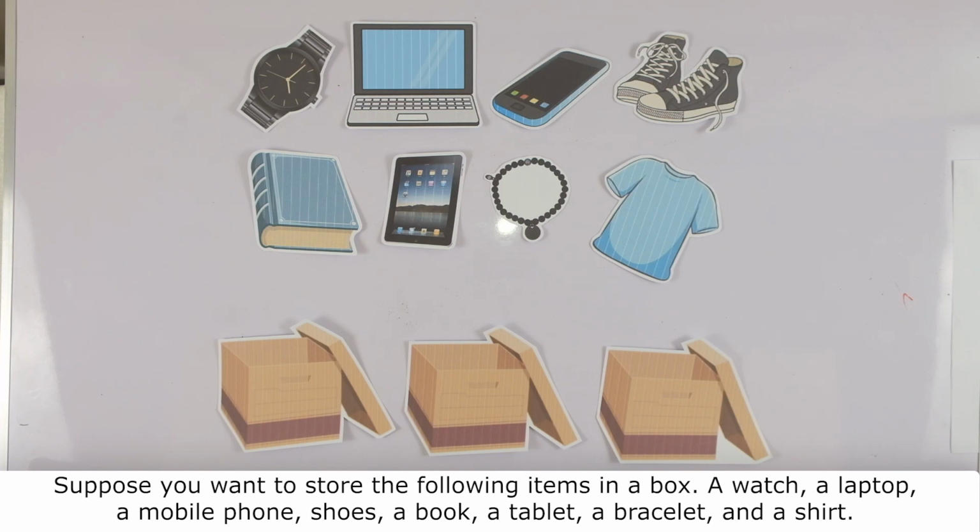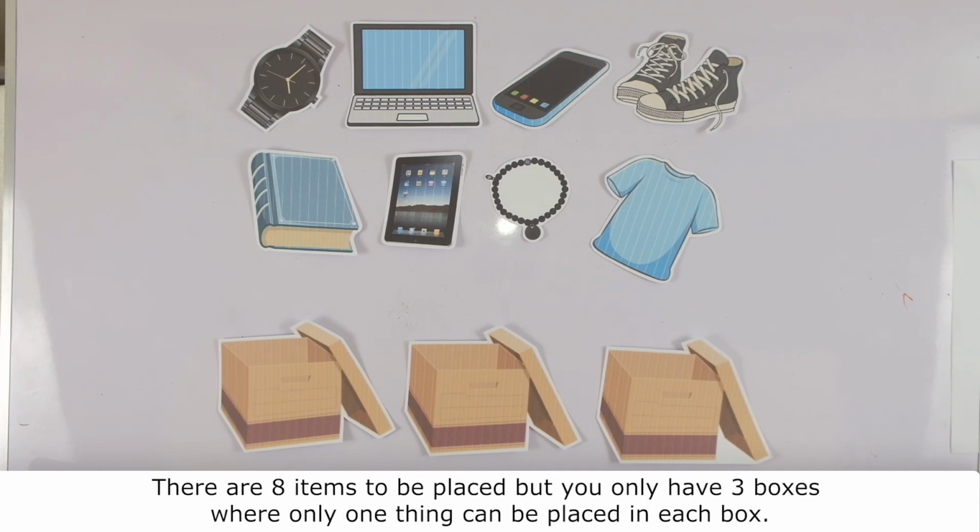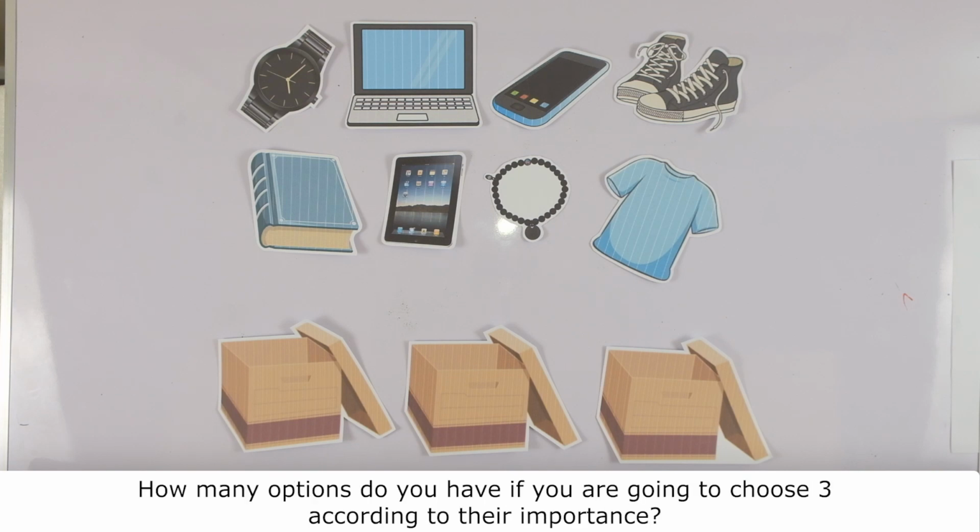I have here different items and 3 boxes. Suppose you want to store the following items in the box: a watch, a laptop, a mobile phone, shoes, a book, a tablet, a bracelet, and a shirt. There are 8 items to be placed, but you only have 3 boxes, where only one thing can be placed in each box. How many options do you have if you are going to choose 3 according to their importance?